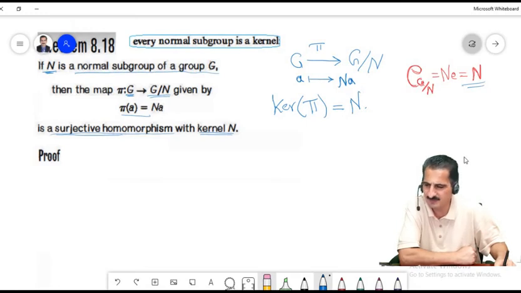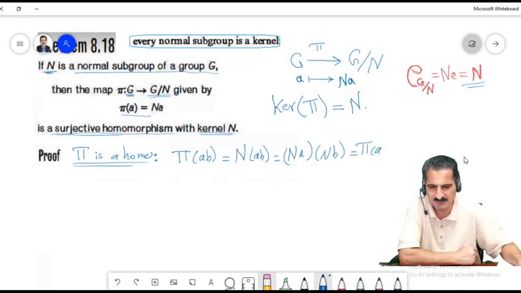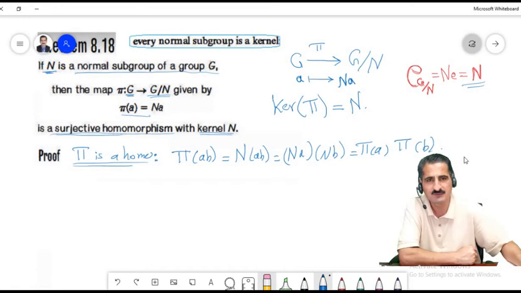We have seen this before. A homomorphism here is a homomorphism. Let's see how we do it. If we have π(ab), that means N, the coset of ab. But that means N of a times N of b. And N of a is π(a), and N coset of b is π(b). So it is a homomorphism.